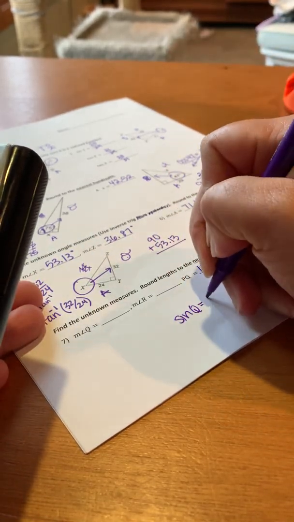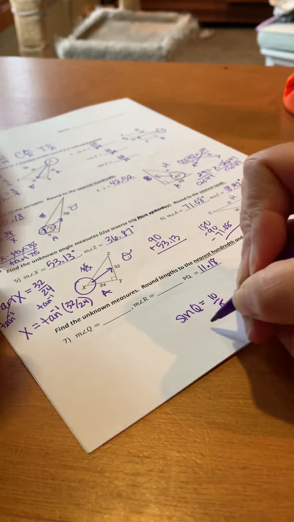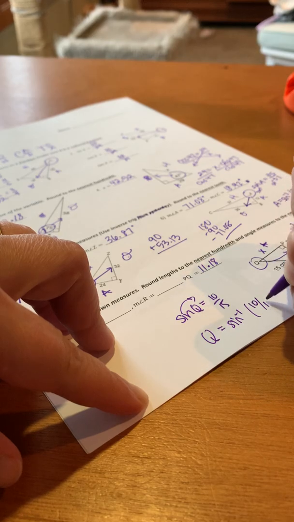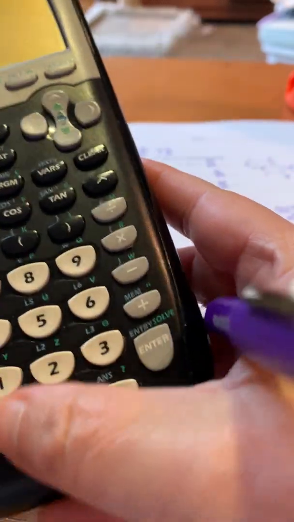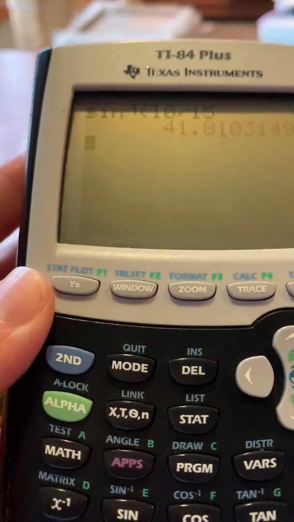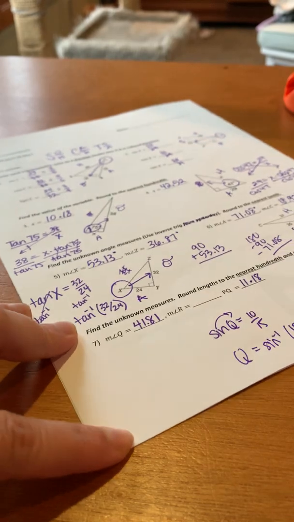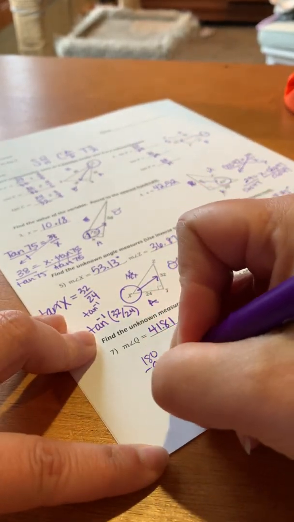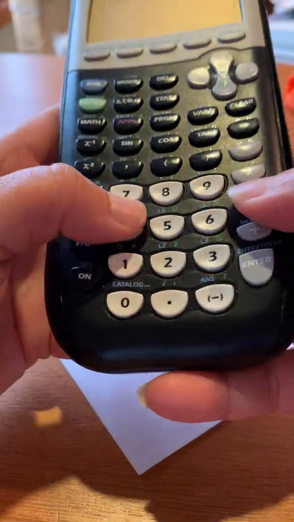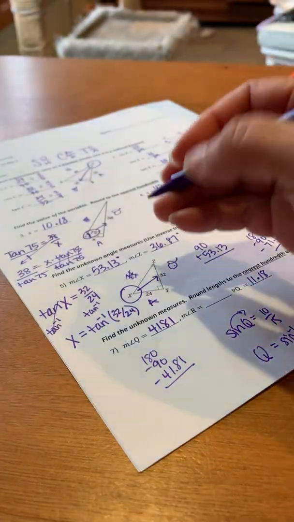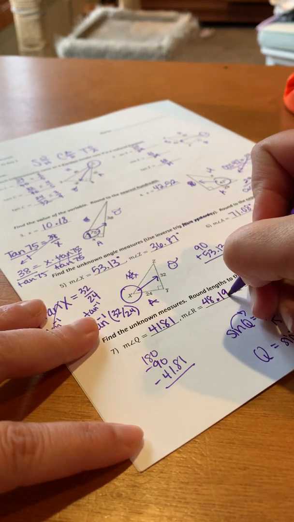I have sine Q, 10 over 15. So I move this over by doing the inverse. Inverse sine 10 divided by 15. So 41.81. And 180 minus both of those 2 angles. Minus 90 minus 41.81. I get 48.19 for angle R.